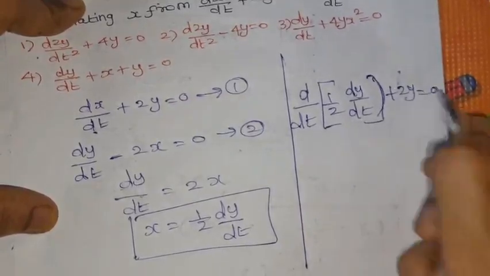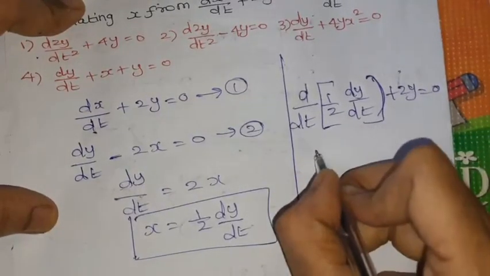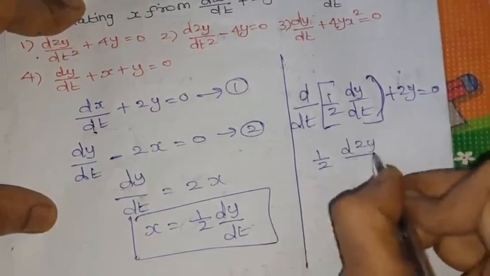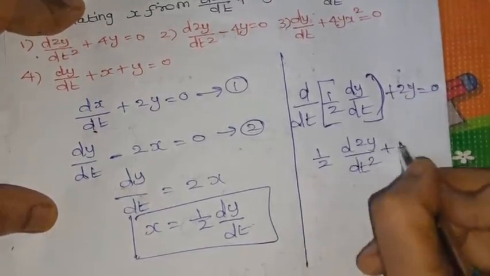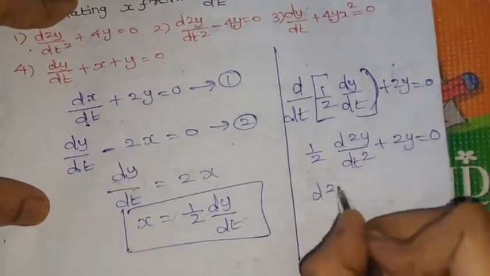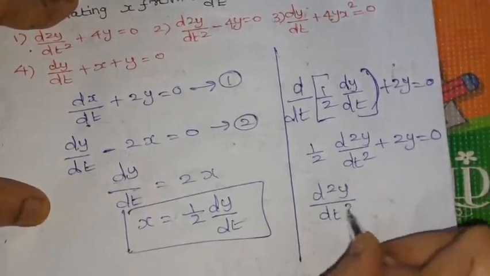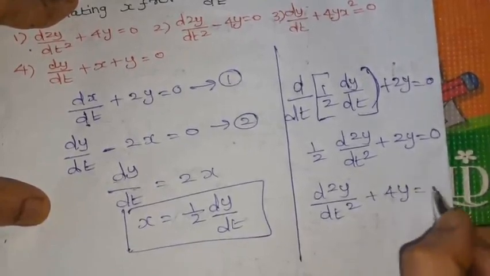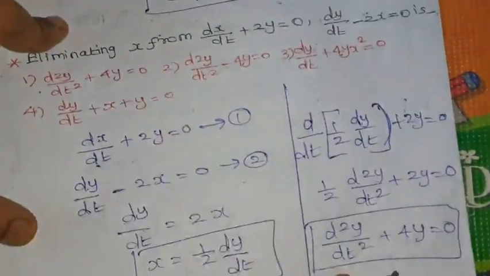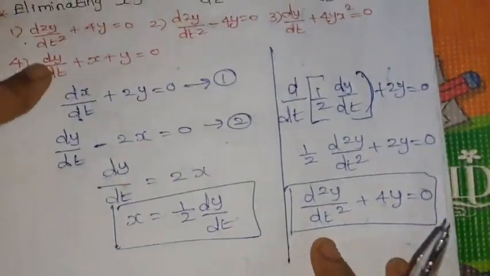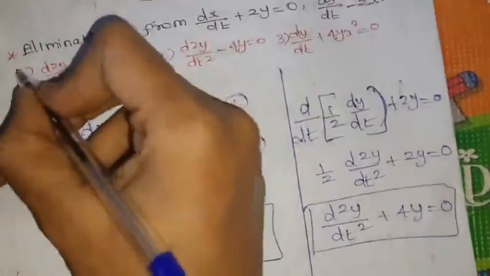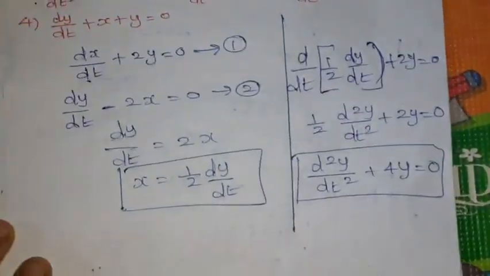equals 0. Taking the constant outside, half d squared y by dt squared plus 2y equals 0. Then cross multiply, what we will get? d squared y by dt squared plus 4y equals 0. So this is the answer. Option 1, d squared y by dt squared plus 4y equals 0. We are eliminating x from the given equation. So this is the final equation.